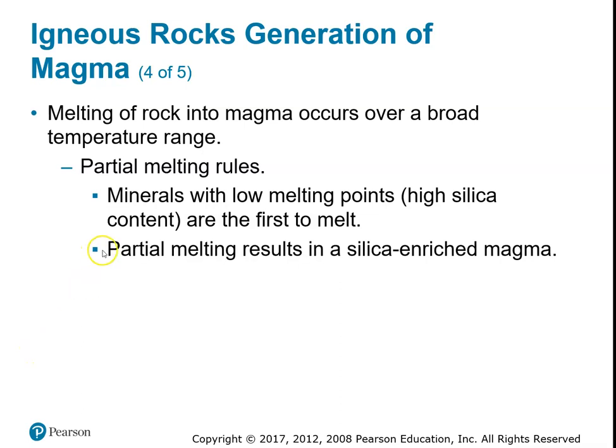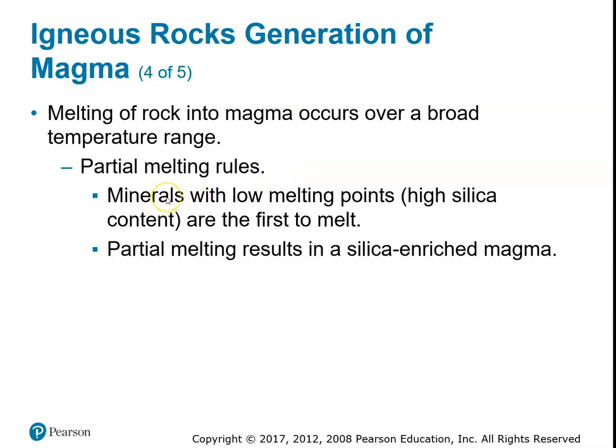All right, well, this is where we were the last video. In this we're talking about the melting of rock into magma, which occurs over a broad range. I'll show you that in just a second. Partial melting is really the thing that happens. This is really within the mantle.